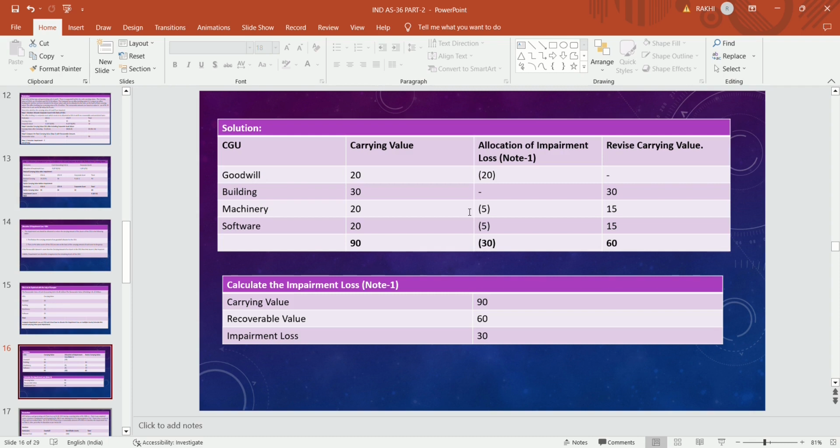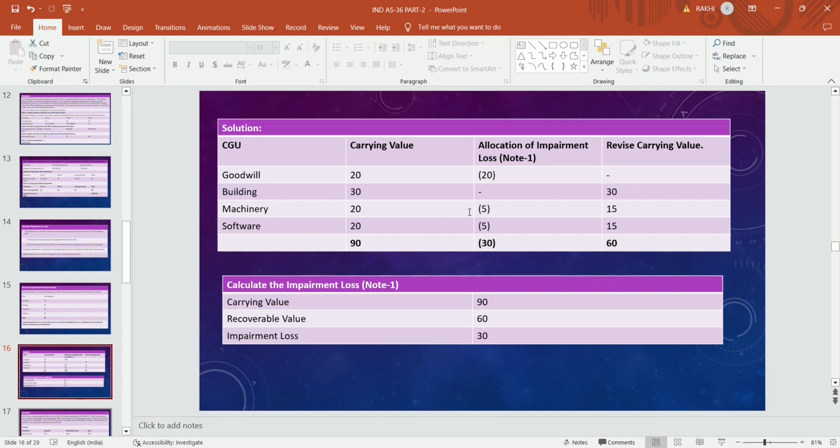Allocation of impairment loss. Firstly we will compute how much the impairment loss is. As given in note 1 below, the carrying value of the whole CGU is 90 million and the recoverable value is given in the question, that is 60 million. So the impairment loss is 30 million.